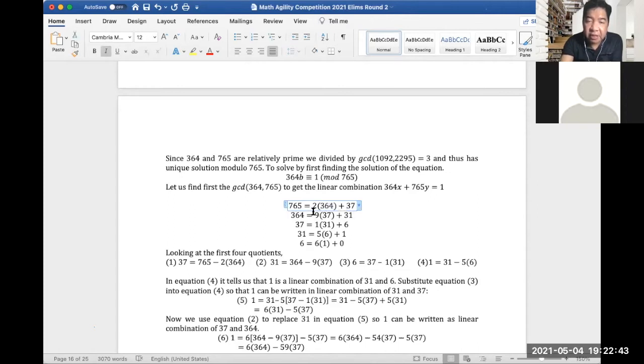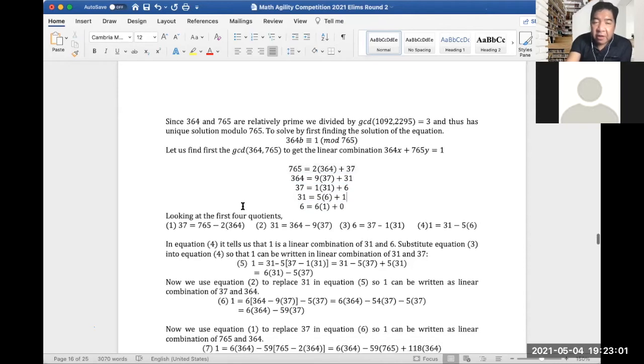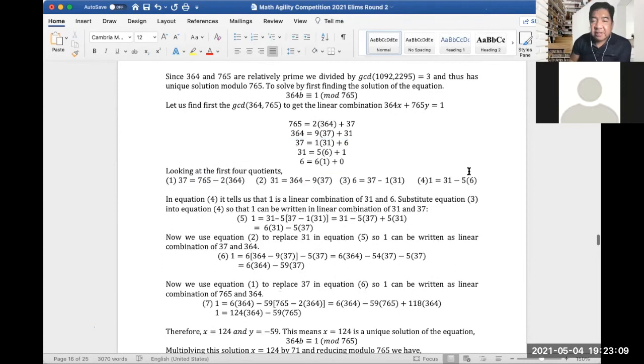Next would be 364, which is 37 times 9 plus 31. Continue doing this. The last equation would be 6 times 1 without any remainder. Looking at the quotients, 1, 2, 3, 4, if we line it up here, it tells us there's a linear combination of 31 and 6. So here is equation 4: 1 is equal to 31 minus 5 times 6.